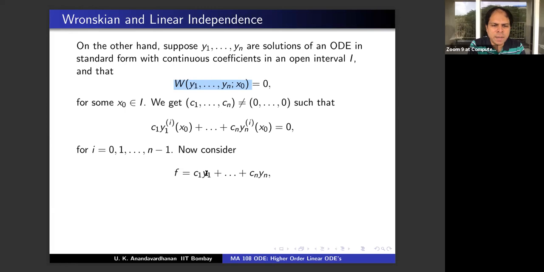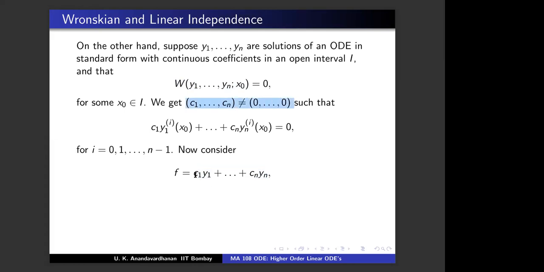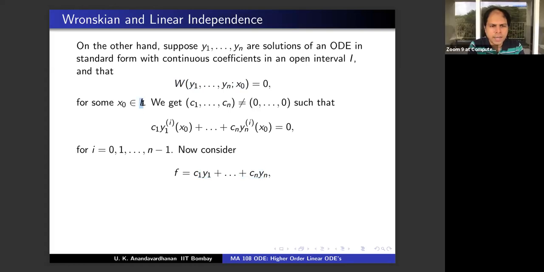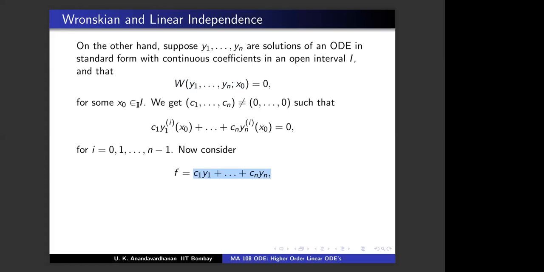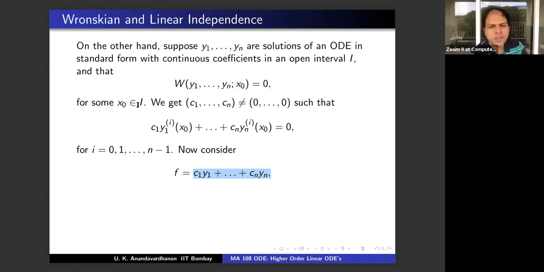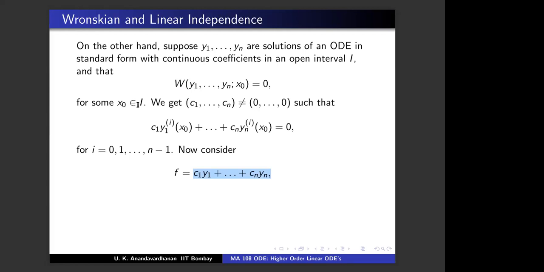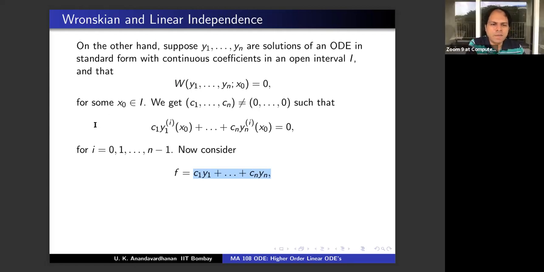So what should be my claim here? This function, with c1 etc. cn non-zero, is identically zero on I. Can you finish the proof is what I am asking. Can you say that this function is identically zero on I? Can you conclude the proof, using existence and uniqueness? Which two functions are you going to consider? The f and the identically zero function. And what is your IVP?